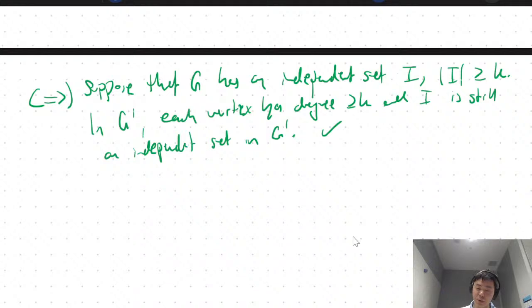So we've blown up the degree of every vertex. First of all, if it's an independent set, it's still going to be an independent set. And the second thing is, every vertex has degree at least k in G prime. So no matter what vertex I pick in G, it must have degree at least k in G prime. So we're done.